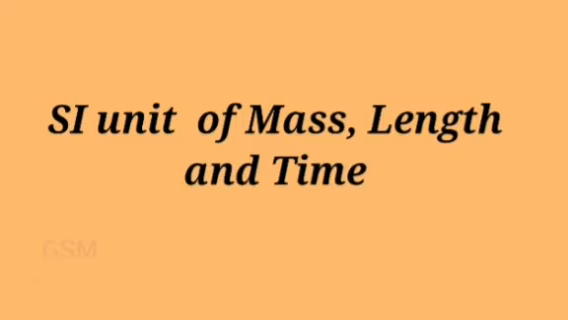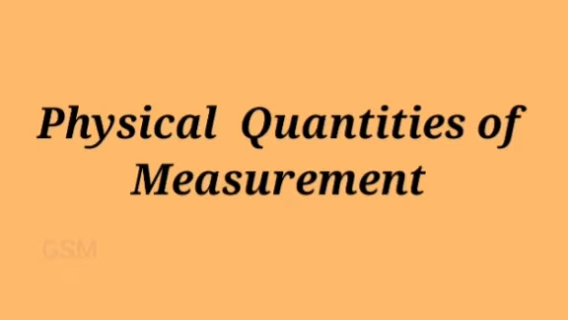So already in the last class you learnt about some quantities. That is, all quantities that can be measured, right? Such as length, mass and time. So you already learnt about the SI unit of mass, length and time. These are called physical quantities of measurement.